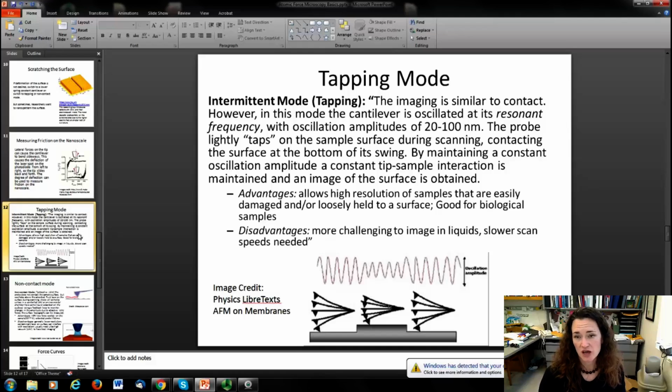However, it's more challenging to do this in liquids. Typically, if you want to do imaging in liquids, you do it in contact mode. It's not impossible, but it is more challenging, and sometimes slower scan speeds are needed. However, I'd like to say that these days, tapping mode is one of the most common modes that people try when they just stick their sample in the microscope. They just kind of default to tapping and then go from there, depending on what they want to figure out.